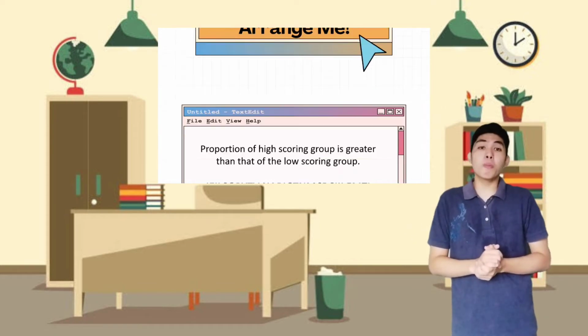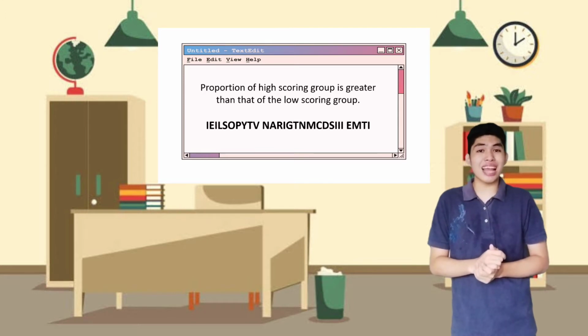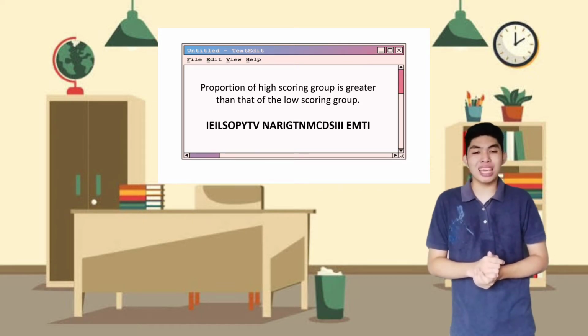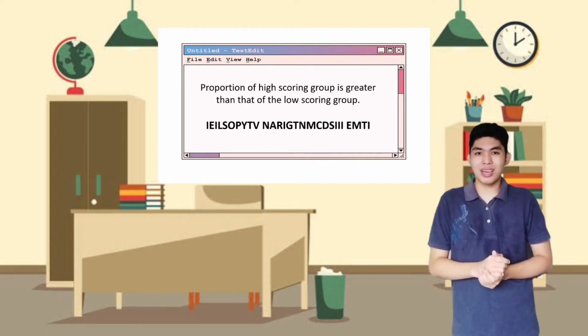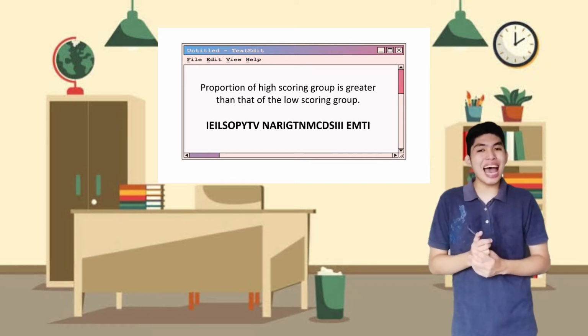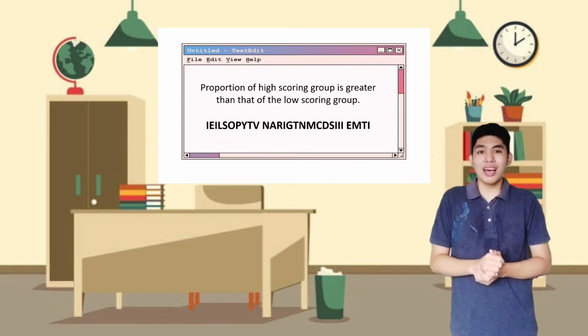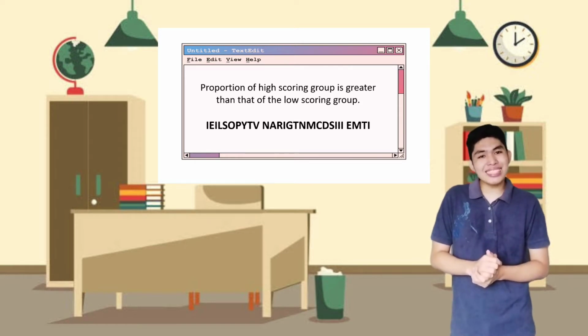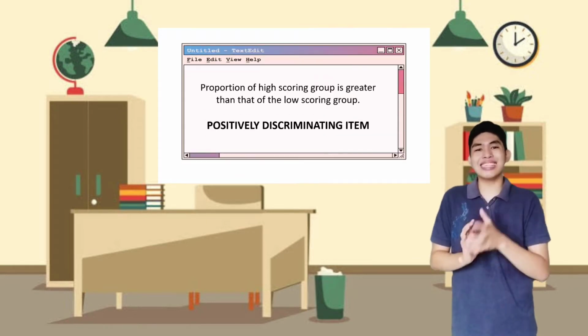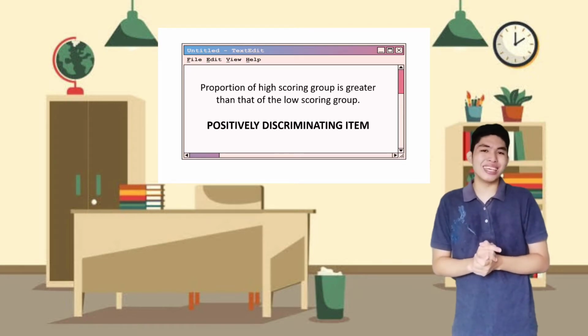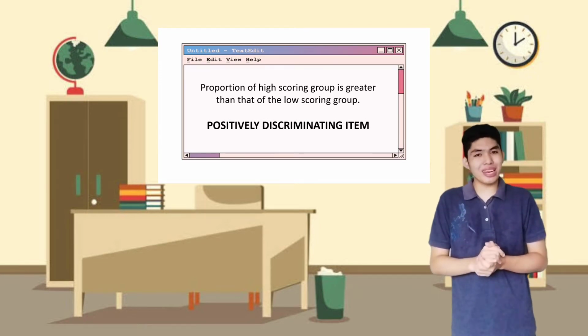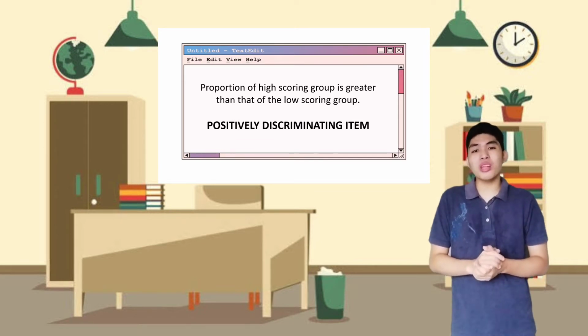Number 1. Proportion of high scoring group is greater than that of the low scoring group. What do you think is the correct answer? Just click the raise hand button if you want to answer or speak in class. Oh, I see student A is raising his hand. What do you think is the correct answer, student A? Let's see if student A got the correct answer. Yes, that's right. Student A got the correct answer. The answer is positively discriminating item. Now let's proceed to number 2.